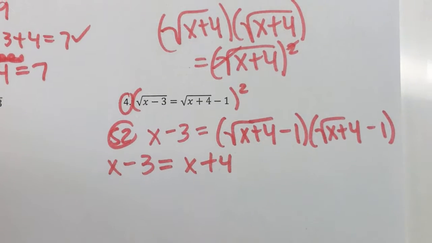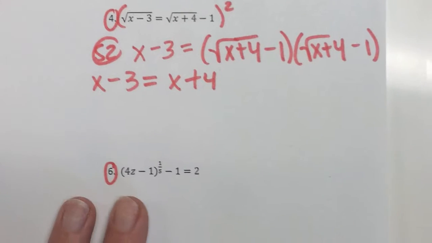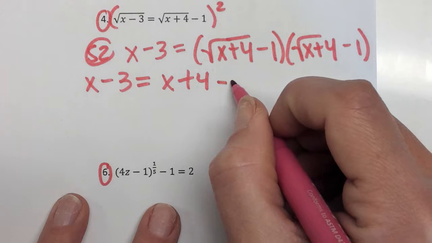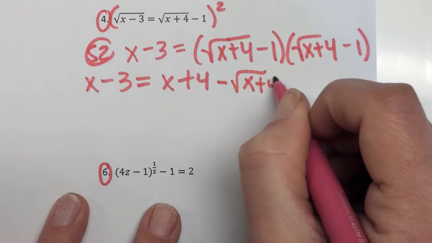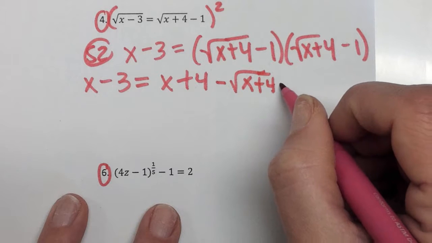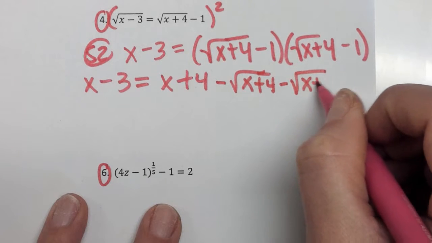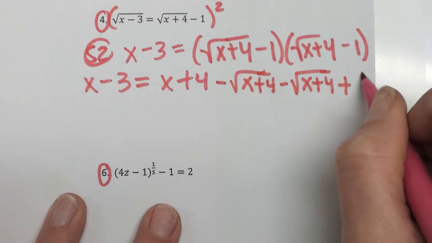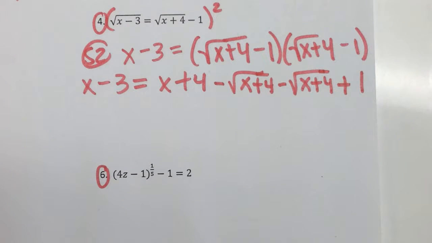Alright, outer terms would be what? Square root of x plus 4 minus the square root. Yes, minus square root of x plus 4. Inside terms? Minus square root of x. Good. And then plus 4. Good. Alright, there's a bunch of things we can combine. What do y'all want to combine first?